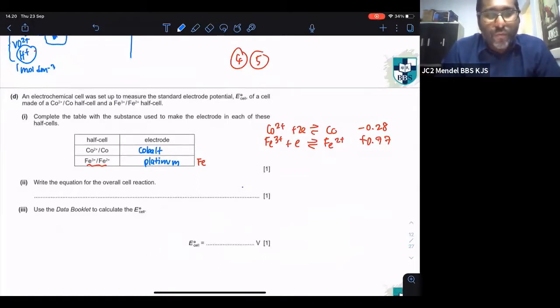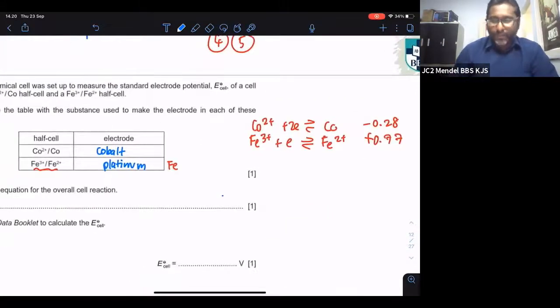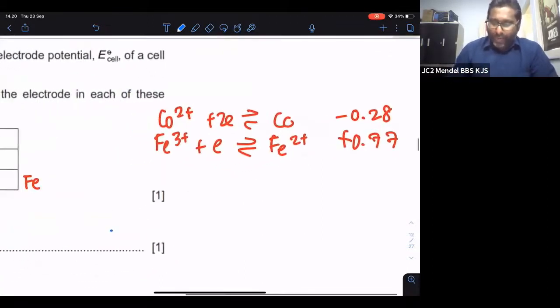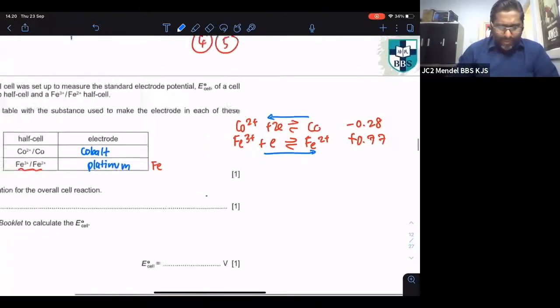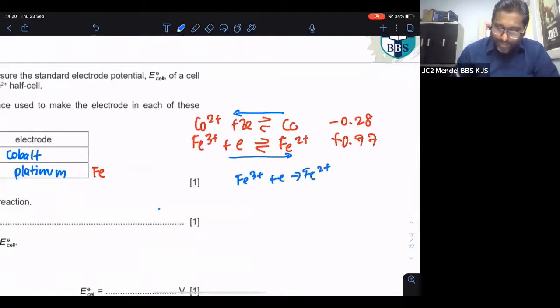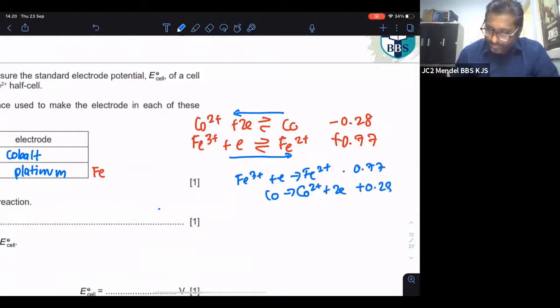So write the equation for the overall cell reaction. First of all, you find out the standard reduction potential half equation. I found out already. Then I want to find out which one will go to the right and which will go to the left. So you write the equation: Fe3 plus plus electron gives Fe2 plus, and cobalt gives cobalt 2 plus plus 2 electrons. This one stays 0.77, this one is positive 0.28. 2 electrons, so 2, 2, 2.